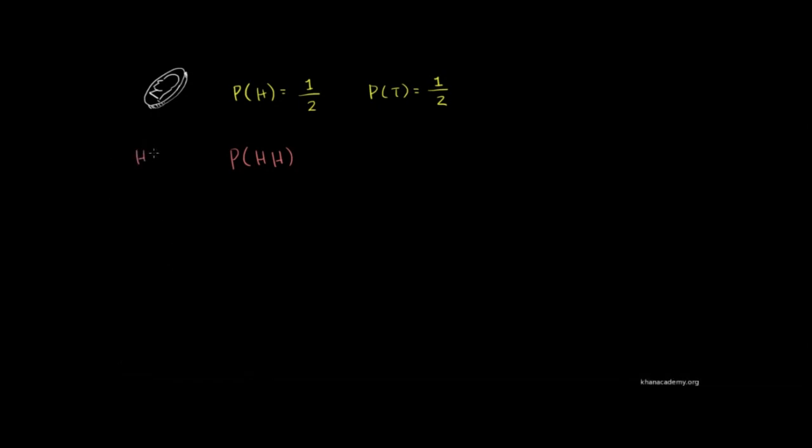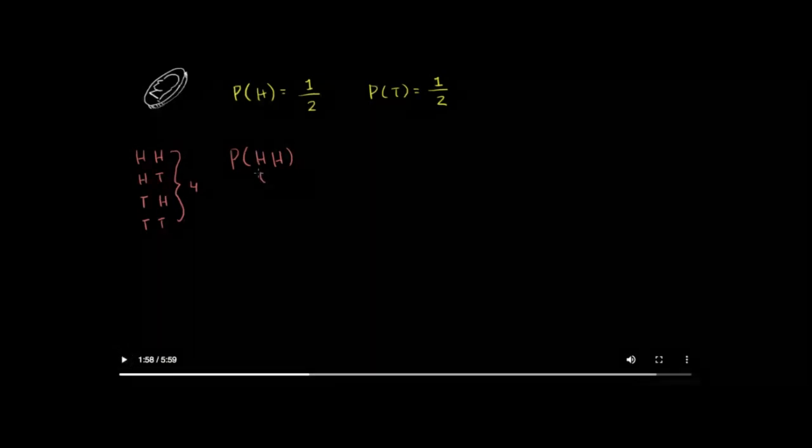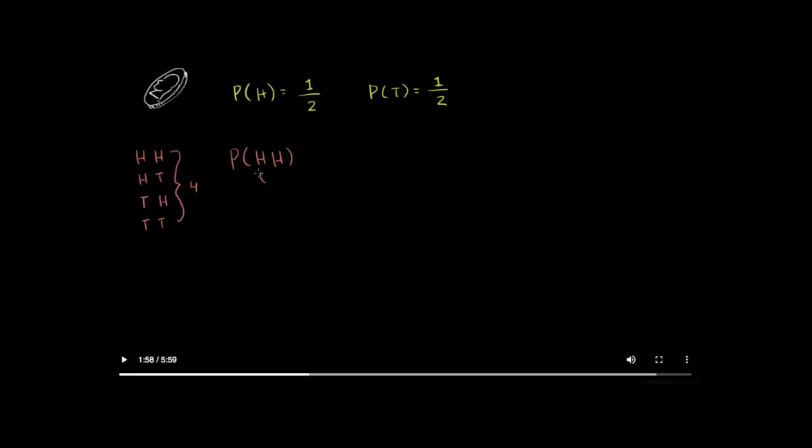I could get a head on the first flip, a head on the second flip; a head on the first flip, tail on the second flip. I could get tails on the first flip, heads on the second flip, or I could get tails on both. So there's four distinct, equally likely outcomes here. And one way to think about it is on the first flip. Okay, I'm just going to ask a question. Are those four independent events or dependent?